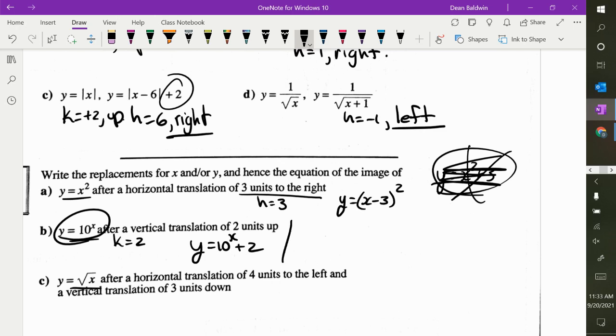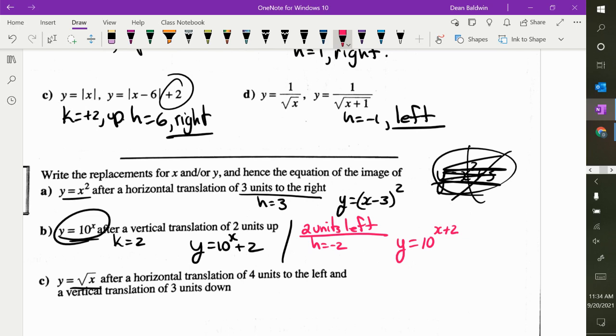If I had said 2 units left, what's your h value? -2 is your h. Okay. Where does it go? Yes, it goes with the x, even if the x is an exponent. So it would be y is equal to 10 to the x plus 2. Okay. Your h value is always with your x. Okay.